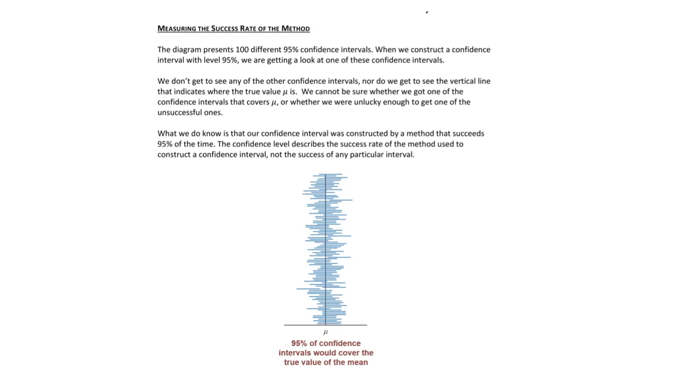In practice, we won't get to see where mu is, where the vertical line indicates the true value of mu. So we don't know whether we got the right confidence interval or not. What we do know is that our confidence interval was constructed by a method that succeeds 95% of the time. The confidence level describes the success rate of the method used to construct a confidence interval, not the success of any particular interval.